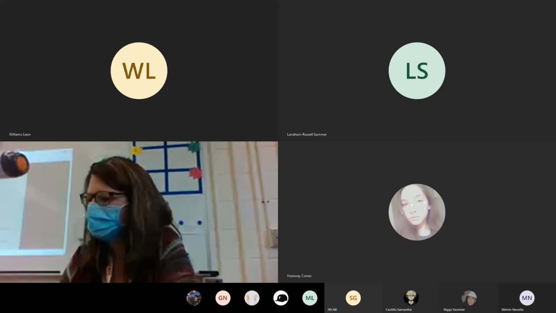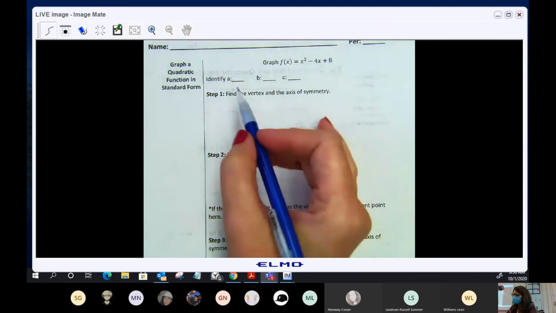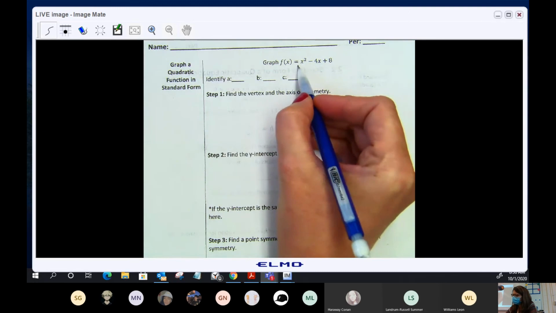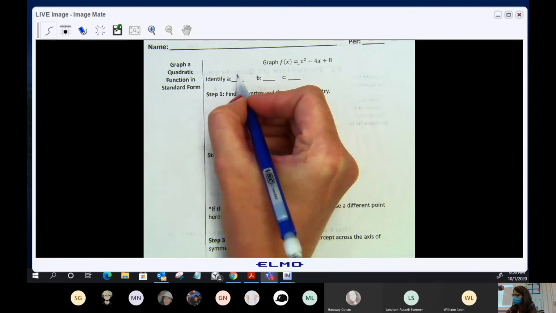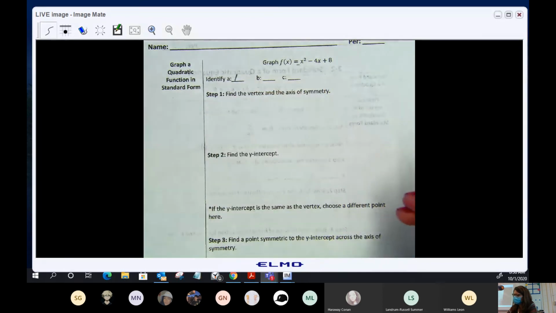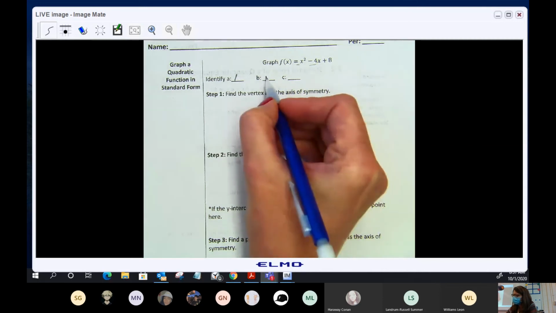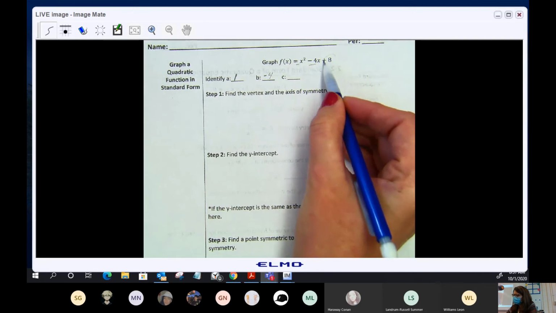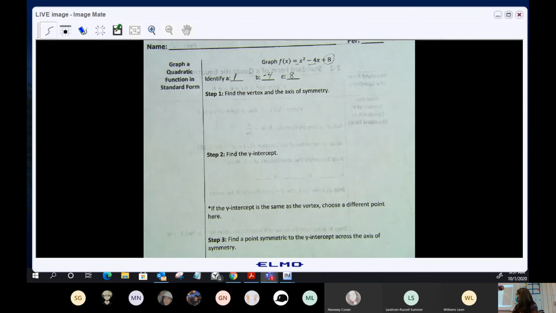So in this example, we are going to graph f of x equals x squared minus 4x plus 8. First thing we're going to do is identify the a value, the b value, and the c value. So if I look over here, this is my a. I don't see anything in front of the x squared, so my a value is 1. Your b value is always the coefficient of the x term, so that's going to be -4. And my c value is always the constant. It is the value that does not have a variable attached to it.